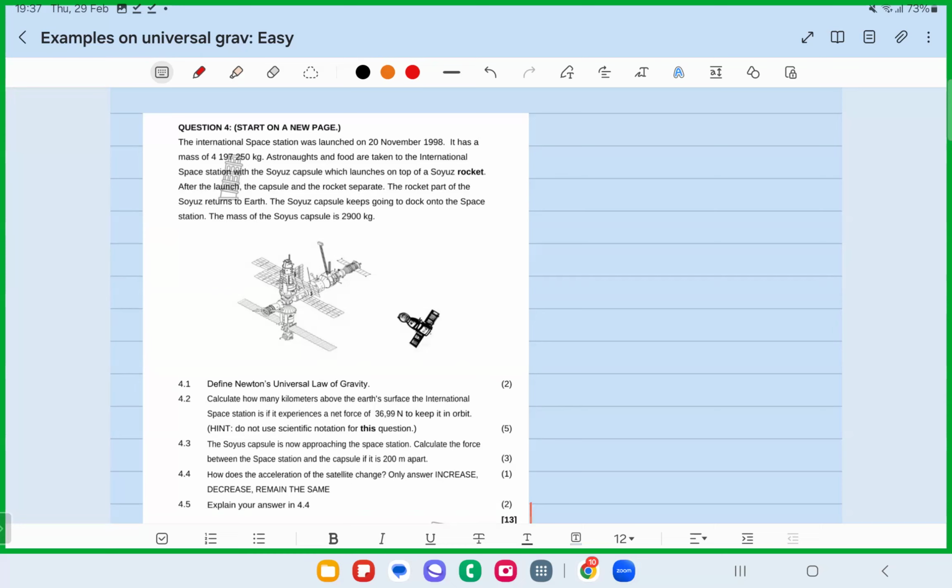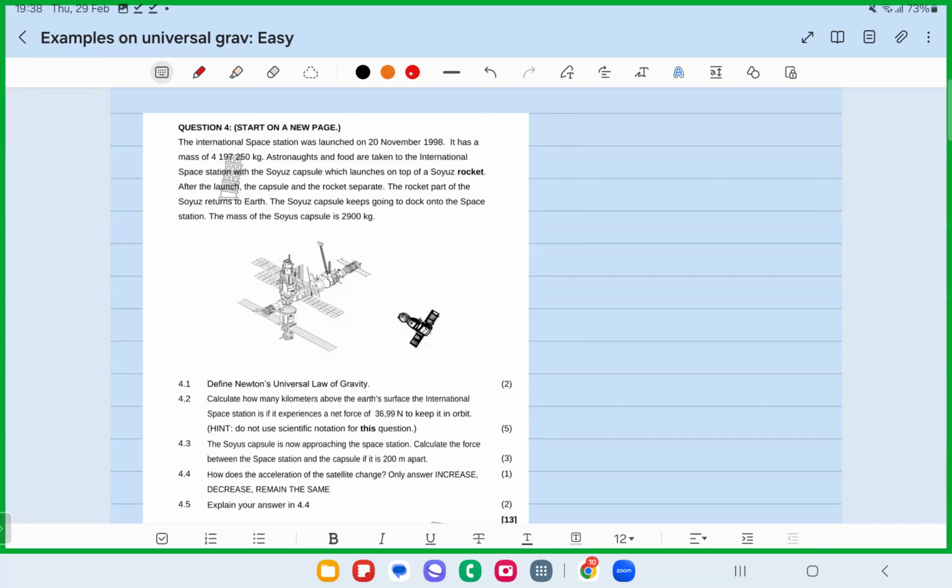Astronauts, wrong spelling, and food are taken to the International Space Station with the Soyuz capsule, which launches on top of a Soyuz rocket. After the launch, the capsule and the rocket separate. The rocket part of the Soyuz returns to Earth. The Soyuz capsule keeps going to dock onto the space station. The mass of the Soyuz capsule is 2,900 kilograms.